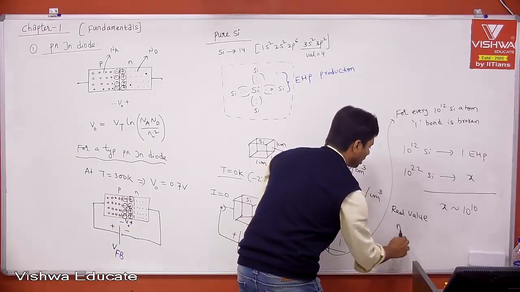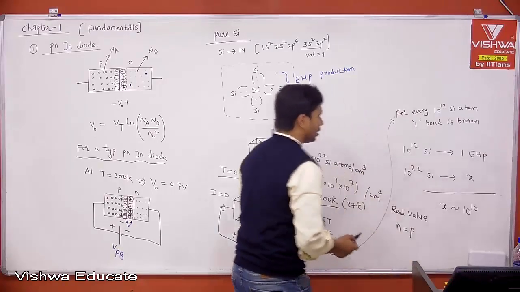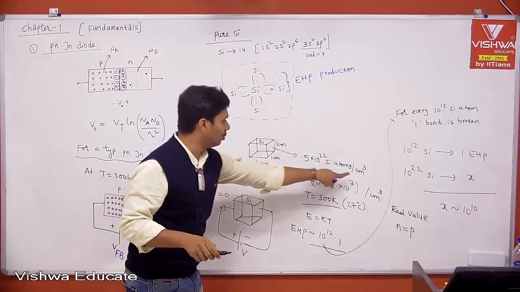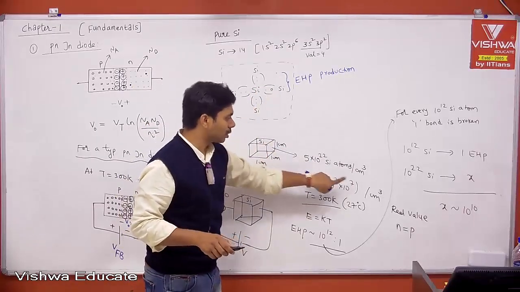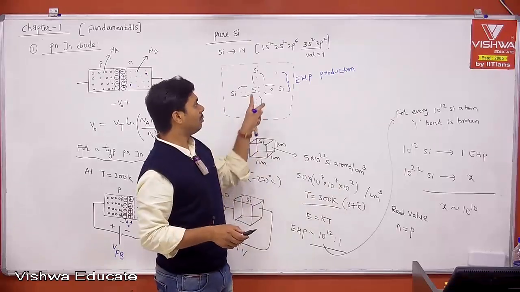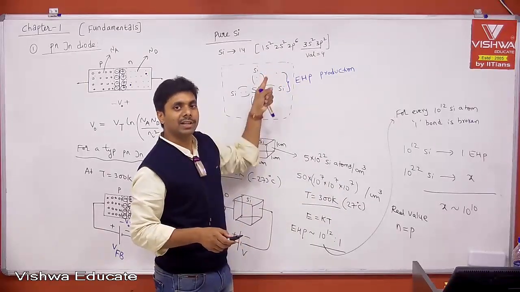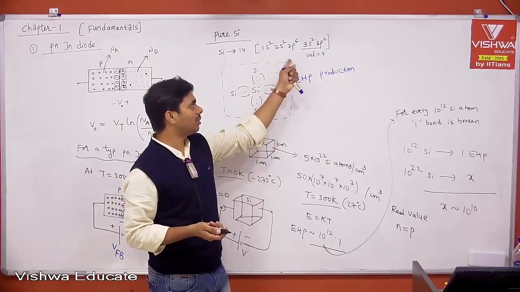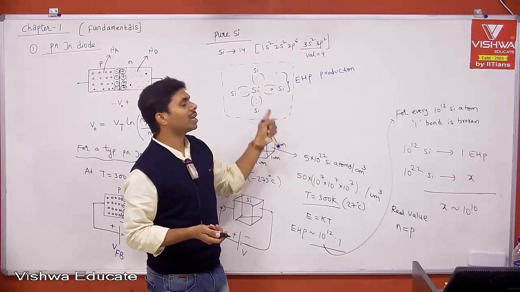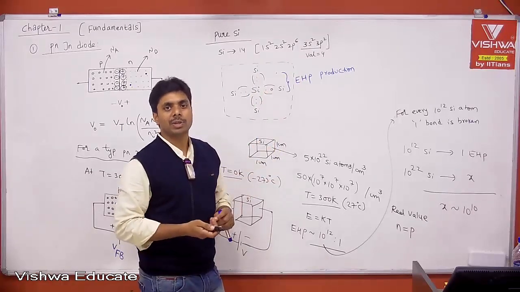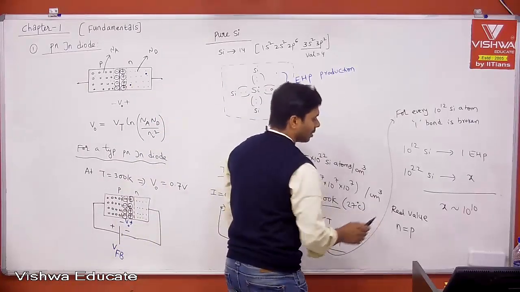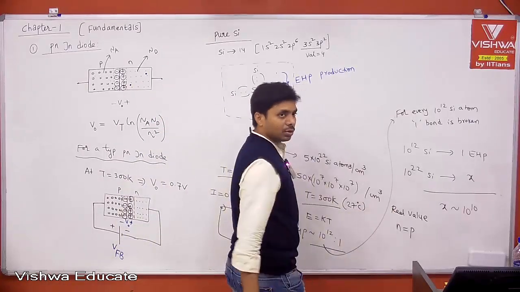That is nothing but n is equal to p. What is n is equal to p? Number of electrons per unit volume, per centimeter cube, or number of holes per centimeter cube. We know that if a bond is broken, one free electron means definitely one vacant state, which is nothing but a hole. Those many vacant states people call holes. Therefore, n is the electron concentration, and p is the hole concentration.